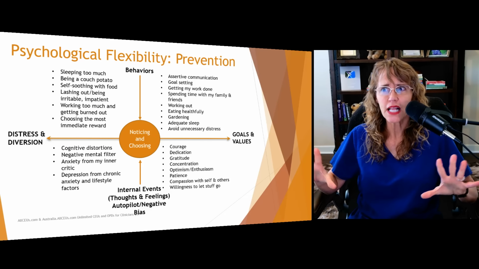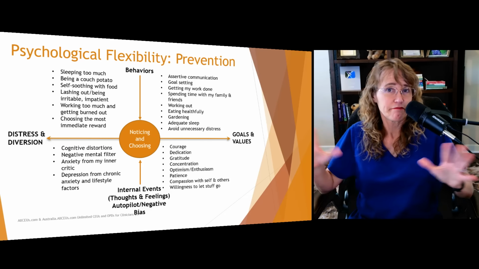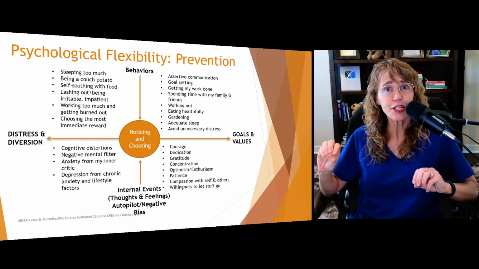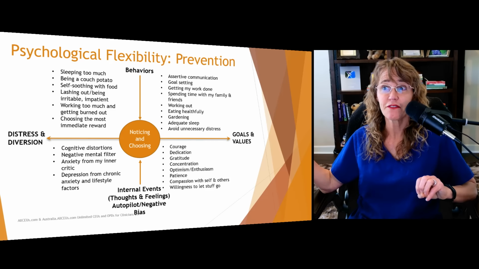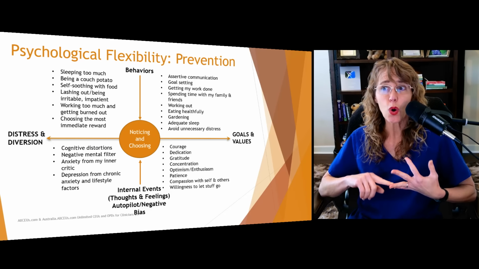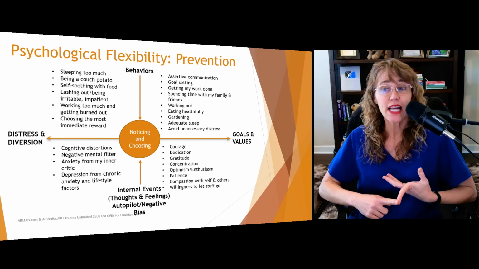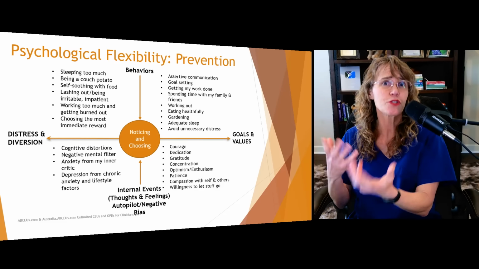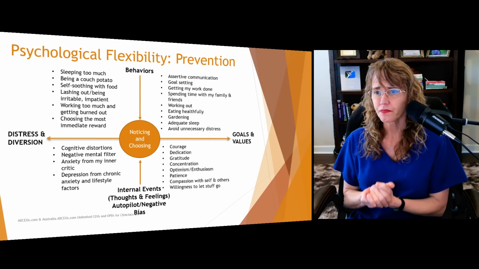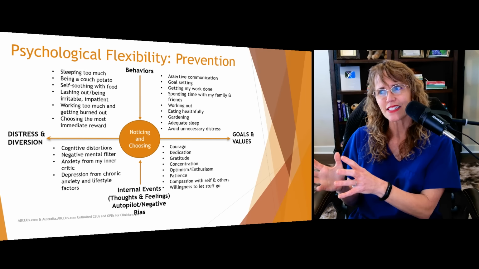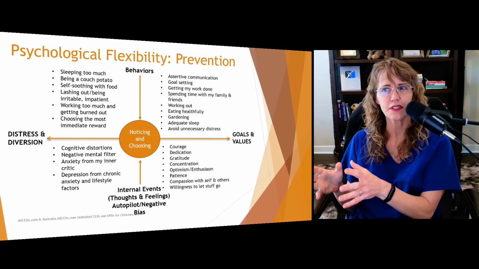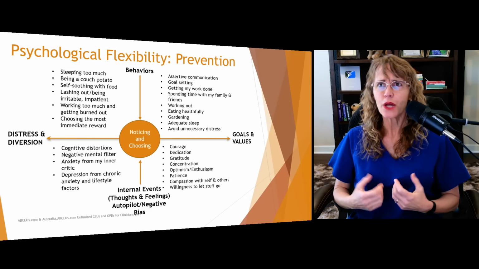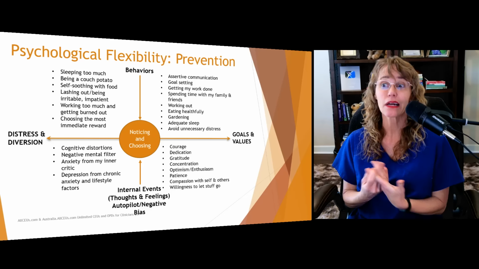An example of applying this, prevention, and I have everybody do this. What behaviors can you do that help you move toward your rich and meaningful life? Assertive communication, goal setting, getting your work done, spending time with family and friends, working out, eating healthfully, the list goes on. Okay, these are the things you want to do. What thoughts and feelings are going to help you move toward your rich and meaningful life? And list them. What feelings do you want to have? And what feelings do you need to have to get there, like courage and dedication?